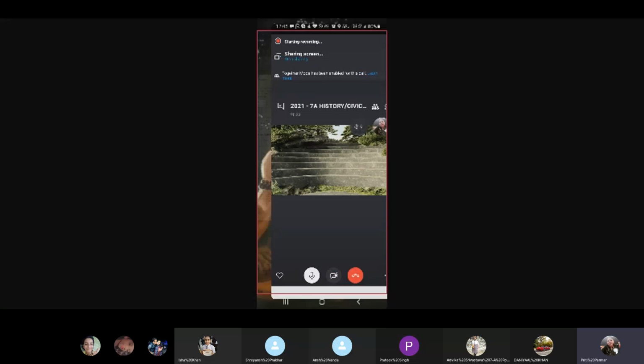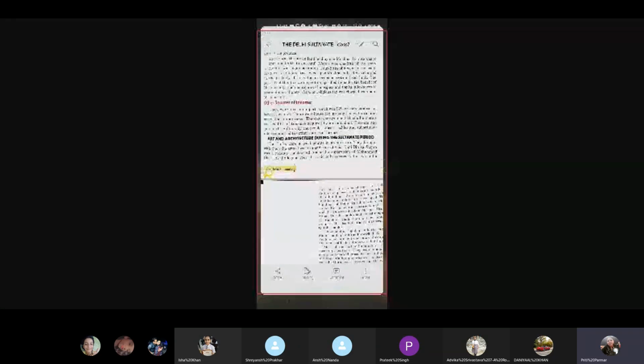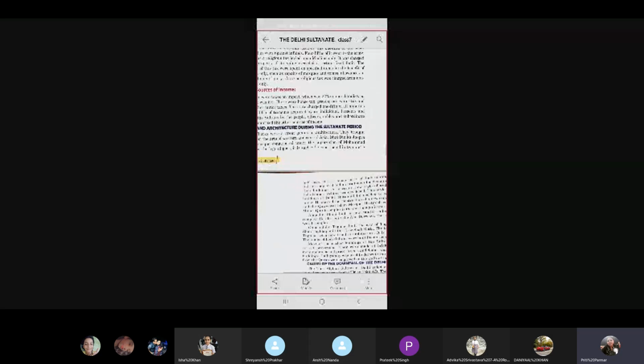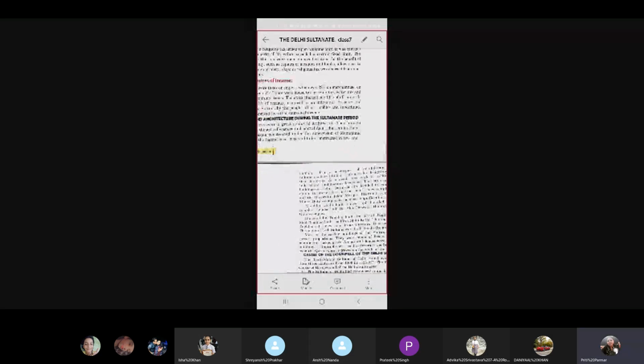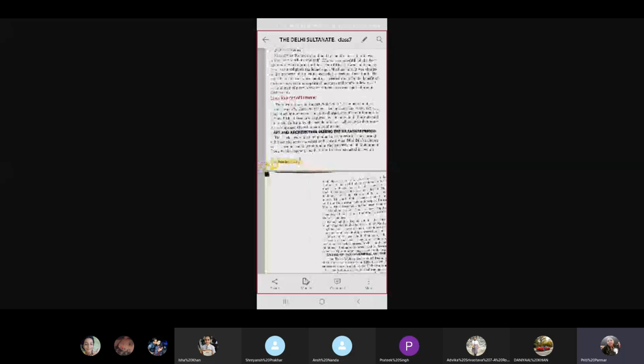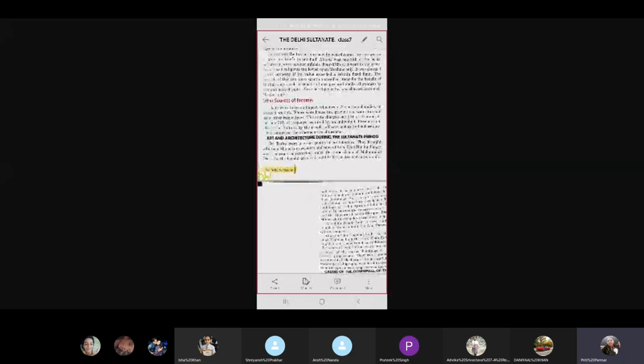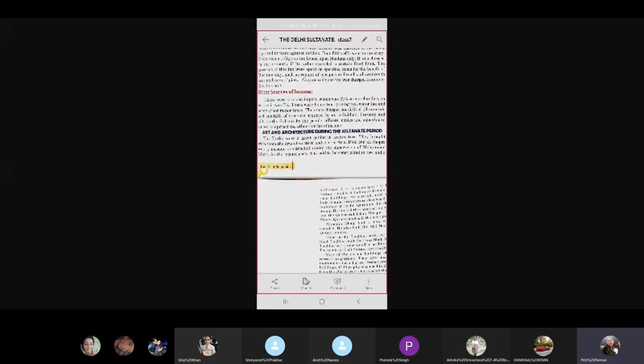Okay, so here we come on to the next heading, art and architecture during the Sultanate period. Let's begin. Now, we have covered earlier the strategies of military control, then we talked of the port, of the nobility, the land control, the resource mobilization, and other sources of income of the king. Now, the next heading that we take up is the art and architecture during the Sultanate period.